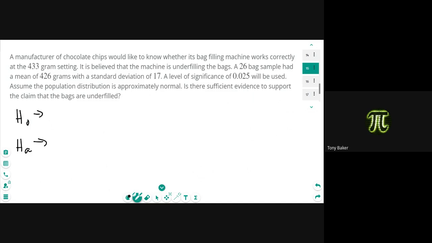So my null hypothesis, 433. They want to know that they're underfilled, so it's going to be less than 433.